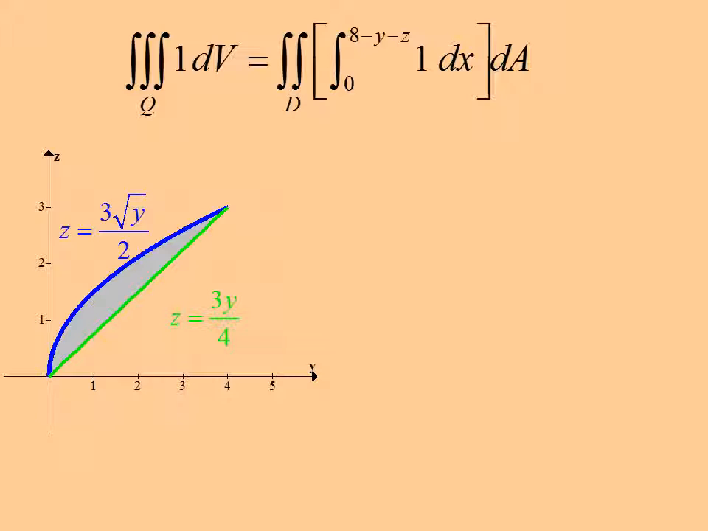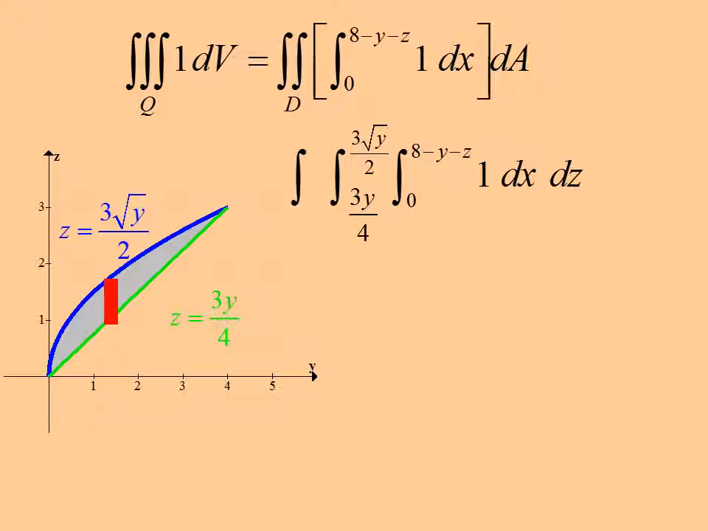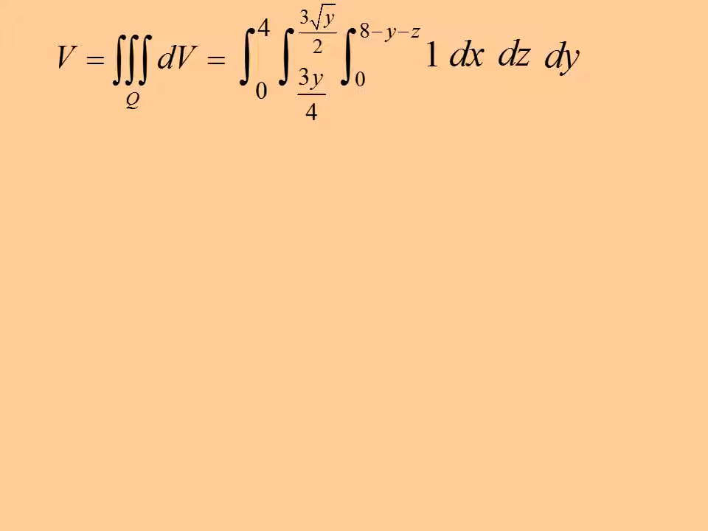Well, having described the two boundaries in terms of z equals something, it makes sense that our next variable of integration should be the z. And so we want z to go from 3y over 4 to 3 root y over 2. And finally, the y's would have to go from 0 to 4. And I'll just show you the evaluation of this integral without detailed explanations.